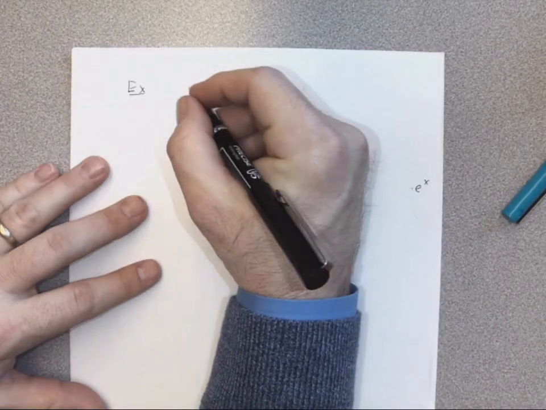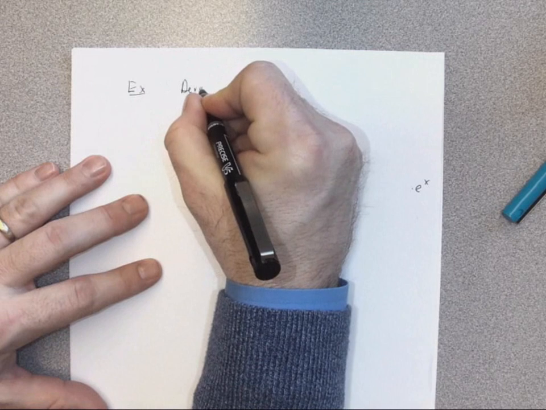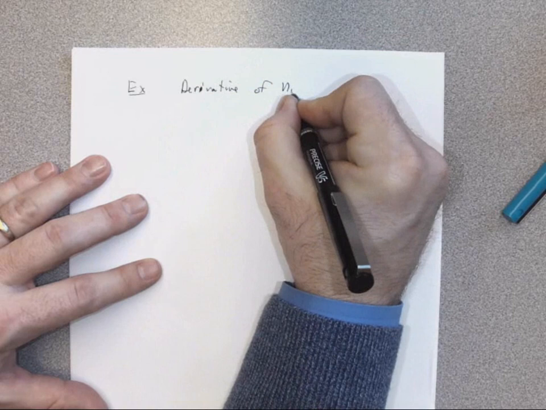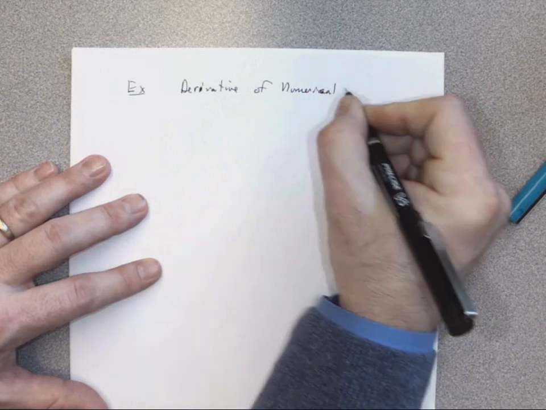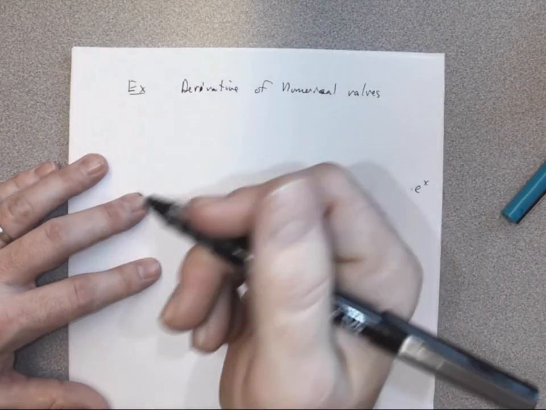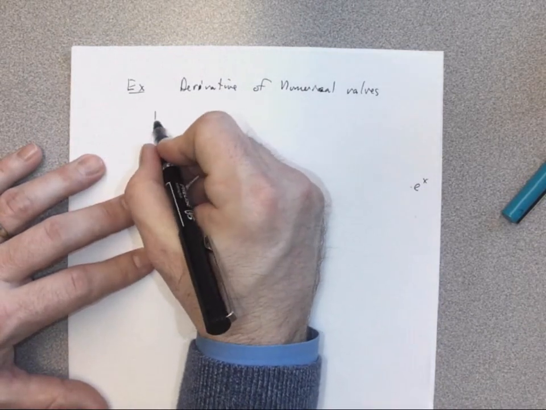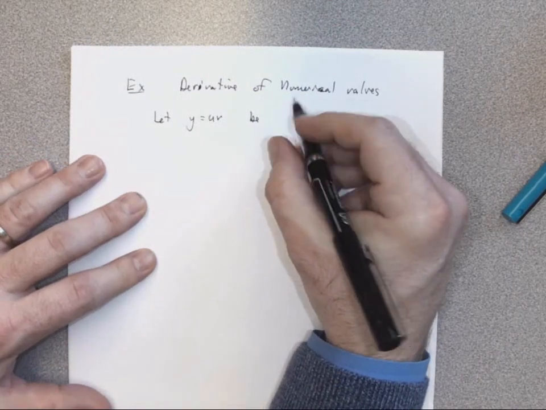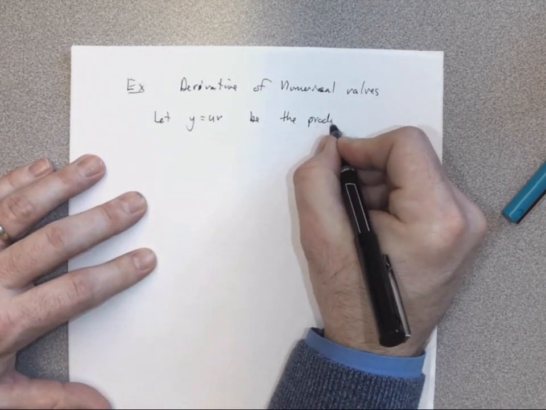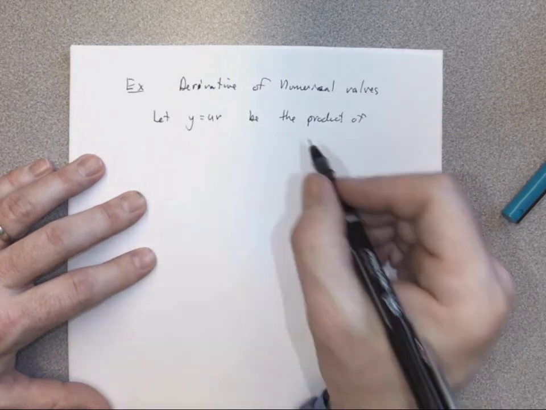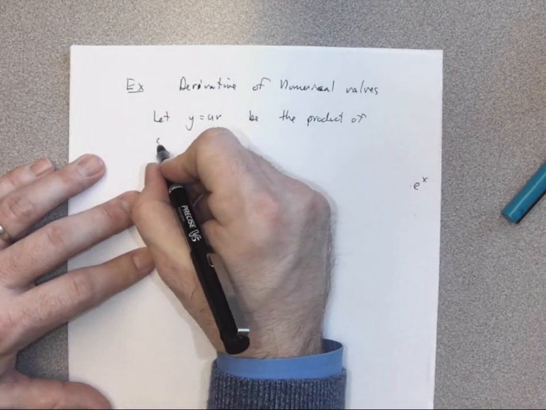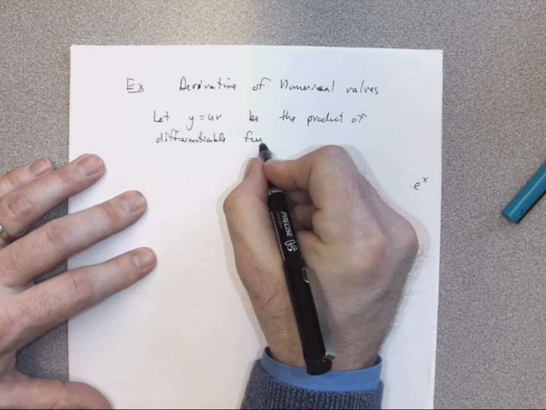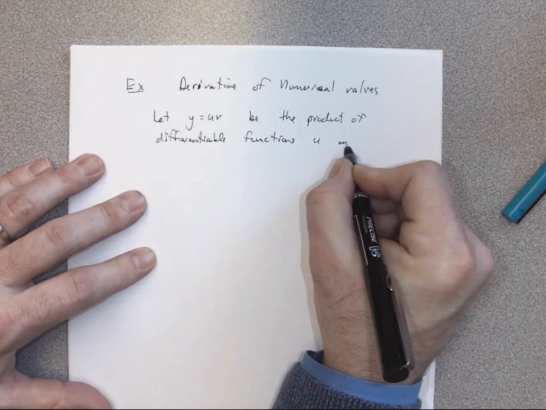All right, so example, derivative of numerical values. Just want to look something similar to an example you're going to see. So let y, which is equal to u times v, be the product of u and v of differentiable functions.